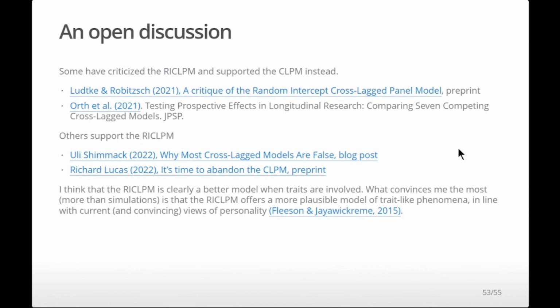And at the end, I'm slightly over time, but I began a few minutes later. If you are interested in the debate, I put some links. These are clickable links. For example, if you remember, the paper in which this random intercept cross-lagged panel model was introduced is called A Critique of the Cross-Lagged Panel Model.